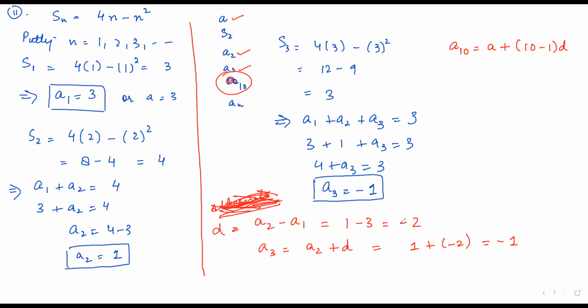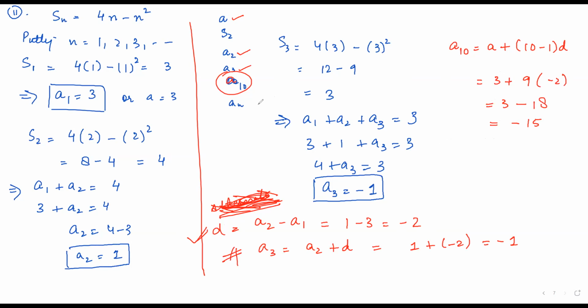So D is A2 minus A1. That is this, right? So this is a step we have already done. But D I require. So my D is minus 2. So now my A10 will become A plus 9 into D, that means 3 plus 9 into minus 2. So 3 minus 18, that becomes minus 15. So A10 is this. Right? So A10 I have got.